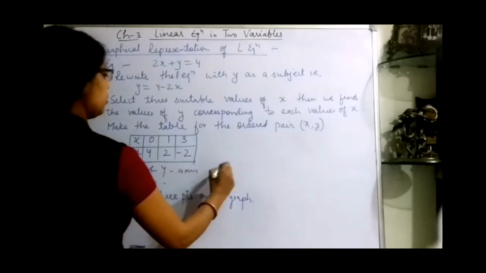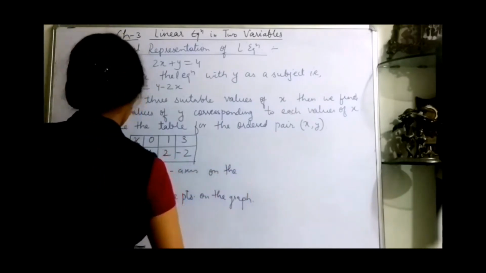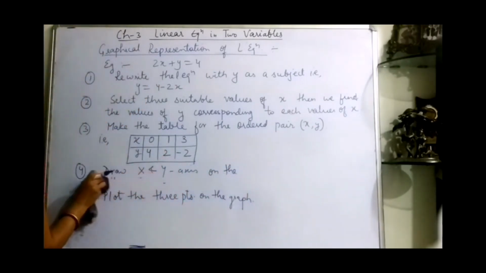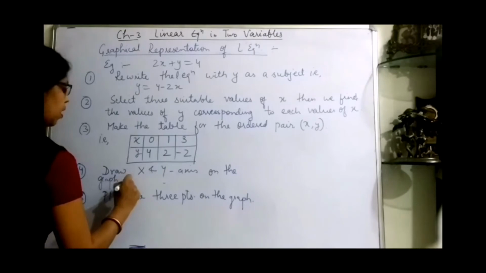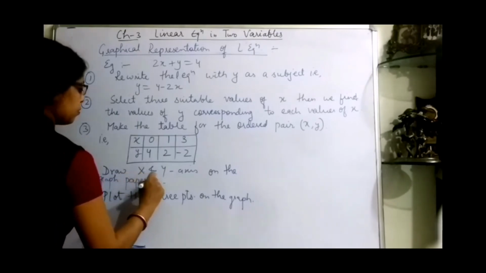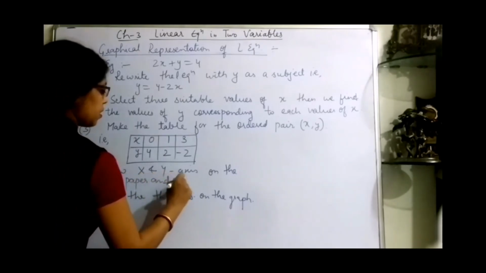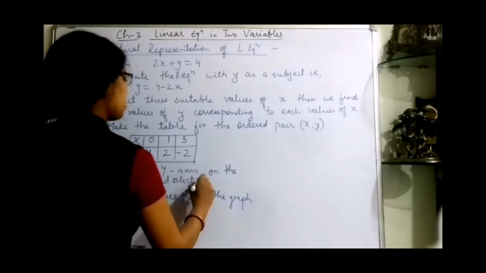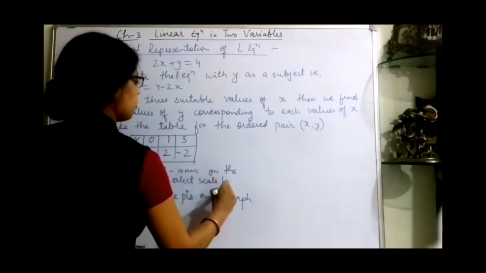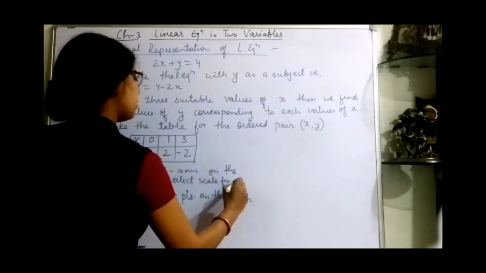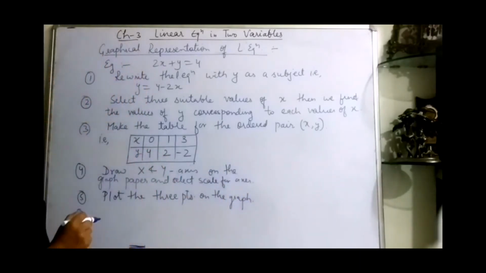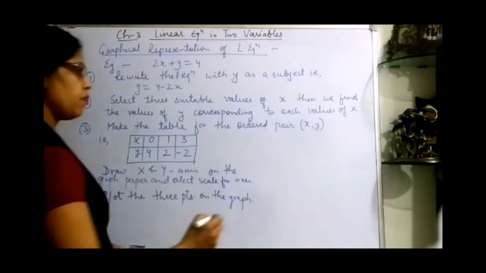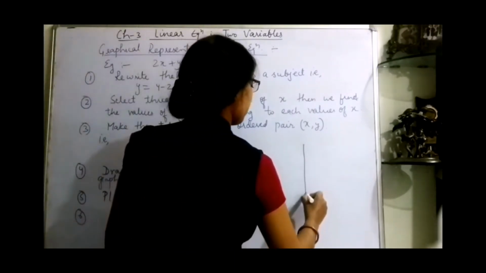Draw x and y axis on the graph paper and select scale for these axes, right? Plot the 3 points on the graph. Now I am plotting here.